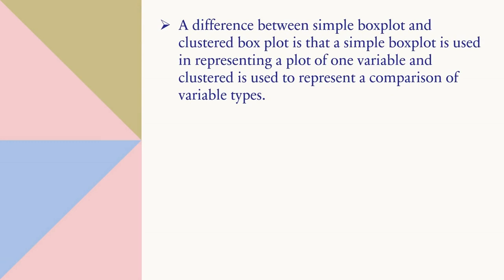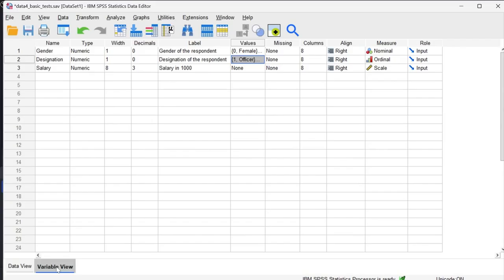A difference between a simple and clustered box plot is that a simple box plot is used to represent a plot of one variable, and clustered is used to represent a comparison of variable types. Now let us construct a box plot in SPSS.